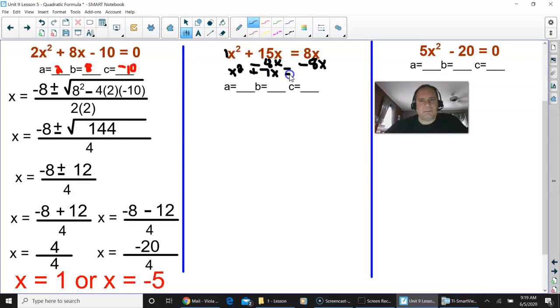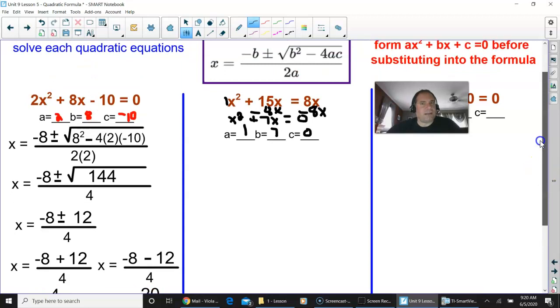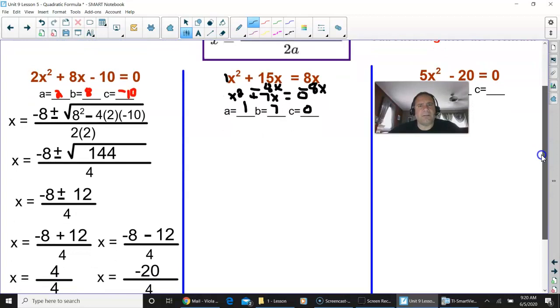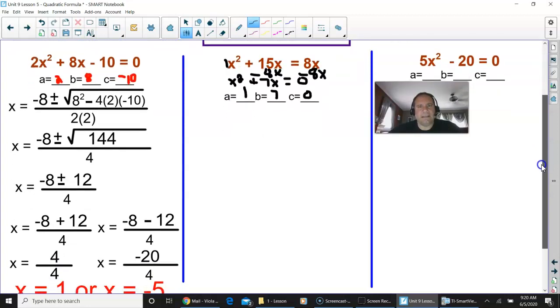All right, so now the A is 1, but the B is 7. And the C, there is no C. It's 0. So just take a look. All right, so that's it. Now go ahead and use that quadratic formula. Actually, don't write it down, but just substitute the numbers in and see if you can work it out. Press pause now.